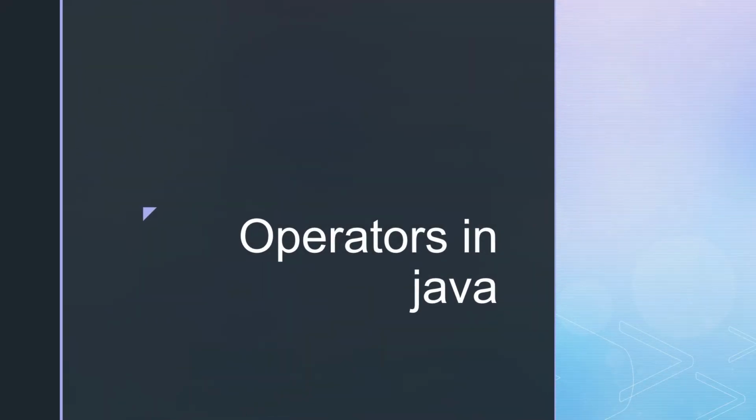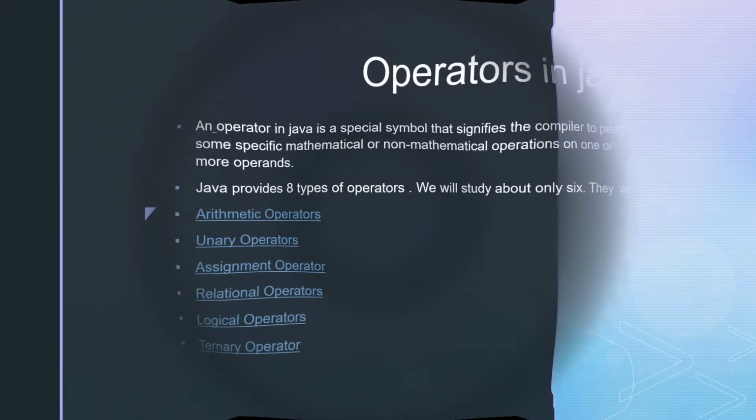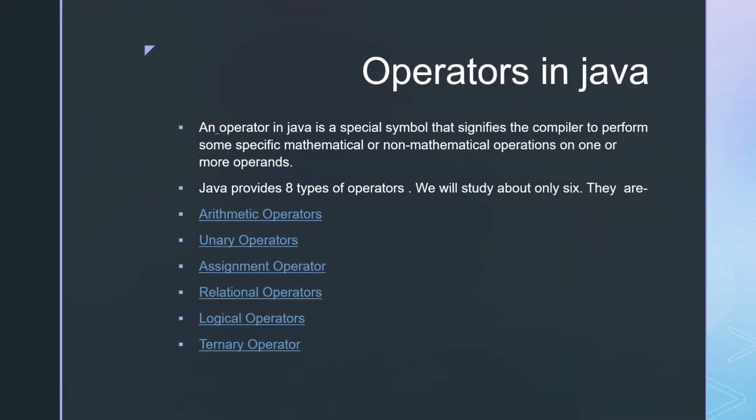We will know about operators in Java. In Java, there are operators. These are special symbols that signify the compiler to perform some specific mathematical or non-mathematical operations on one or more operands. Now, what are operands? Operands are the expressions or numbers or data on which the operation or calculation is being done. Altogether, Java has 8 types of operators.